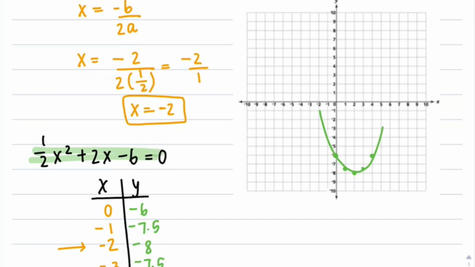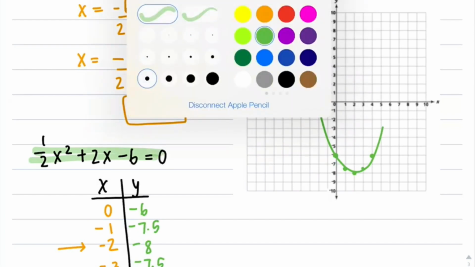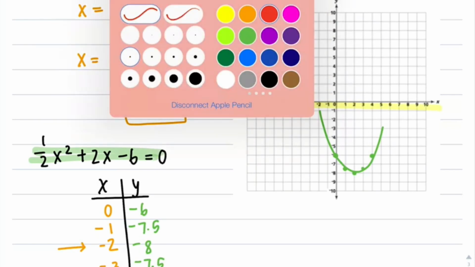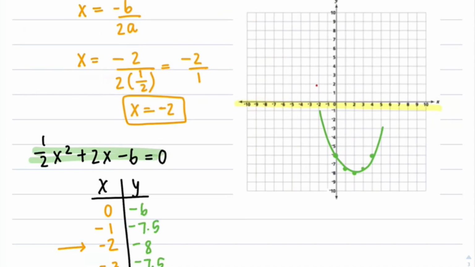All right, what I want to remind you guys is that what you're specifically looking for is where the graph is crossing the x-axis. So in the case that you just graphed your graph like mine, you're going to want to extend your graph so that it's going through that x-axis. Something like this. We want it to touch the x-axis, and you're looking for where it touches. So in this case, like this.